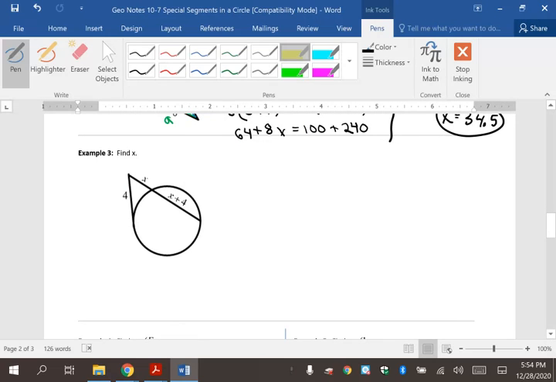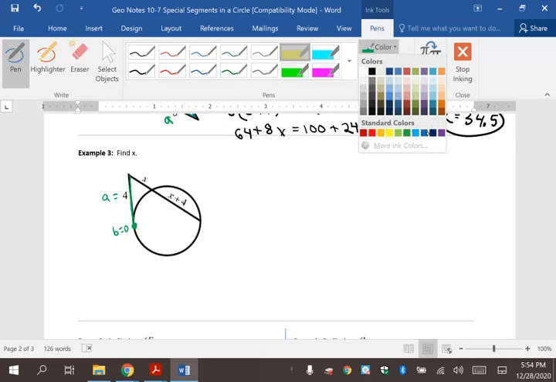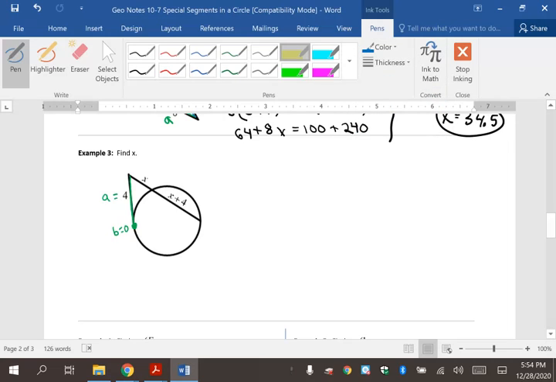Let's go ahead and do this again. If you don't want to use outside times total, then go ahead and label your A, B, C, and D. This would be your A. Your B is 0. And then the other line segment is, we have our outside is our C, and our inside piece is D.